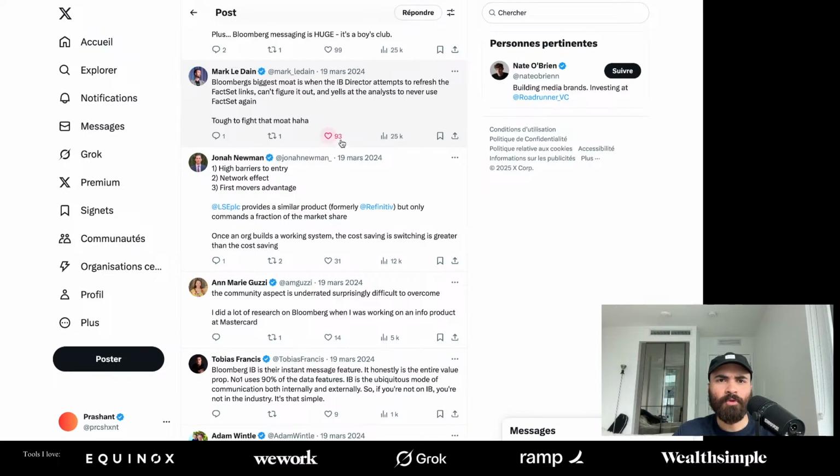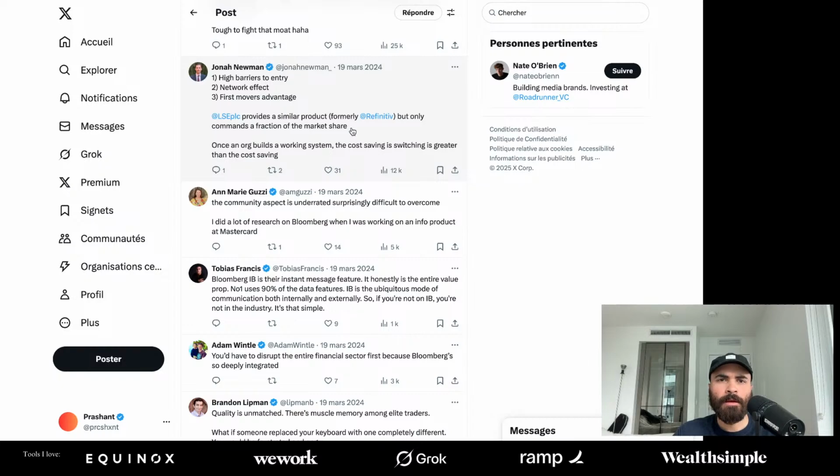Wow. Bloomberg's biggest moat is when the IB director attempts to refresh the FactSet links, can't figure it out, and yells at the analyst to never use FactSet again. Tough to fight that moat. High barriers to entry, network effect, first mover's advantage.